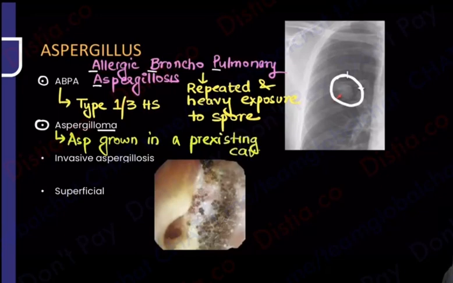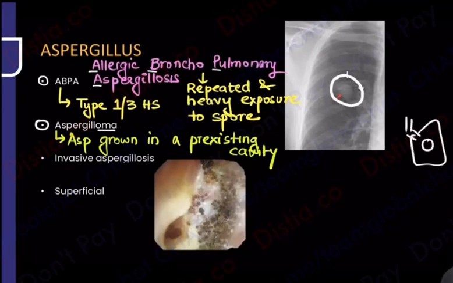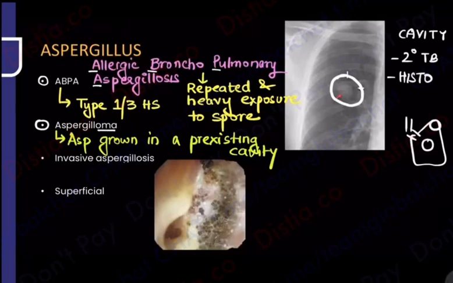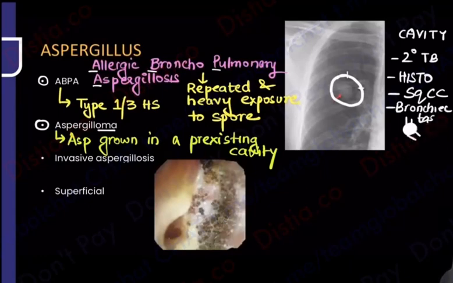Let me give you some examples. Say I have a patient who already has a cavity in the lung. Why would someone have a cavity in the lung? Let's make a quick list of causes of cavities in the lung. Secondary TB leads to cavities. Then histoplasma can also result in cavities; TB and histoplasma anyway have to come together, that's our rule, right? Next, which cancer can result in cavities? Squamous cell carcinoma. What else? Bronchiectasis is also going to result in cavities.